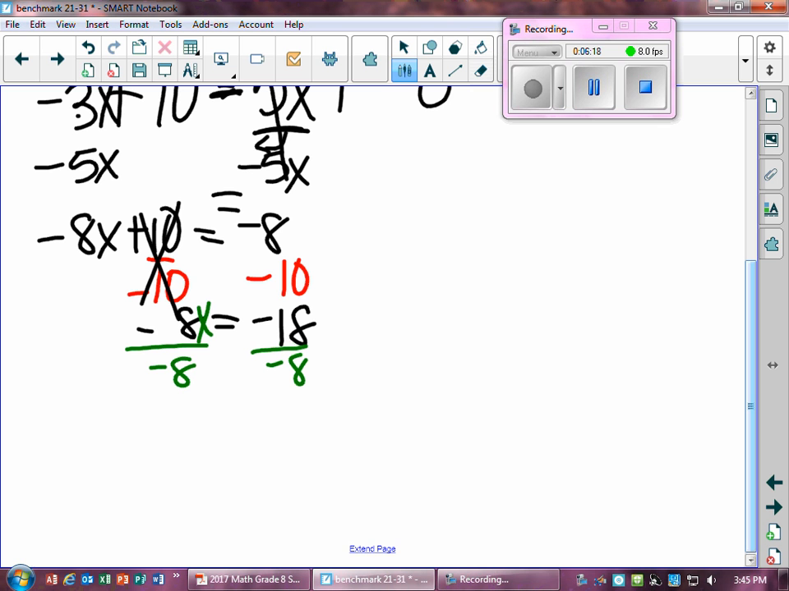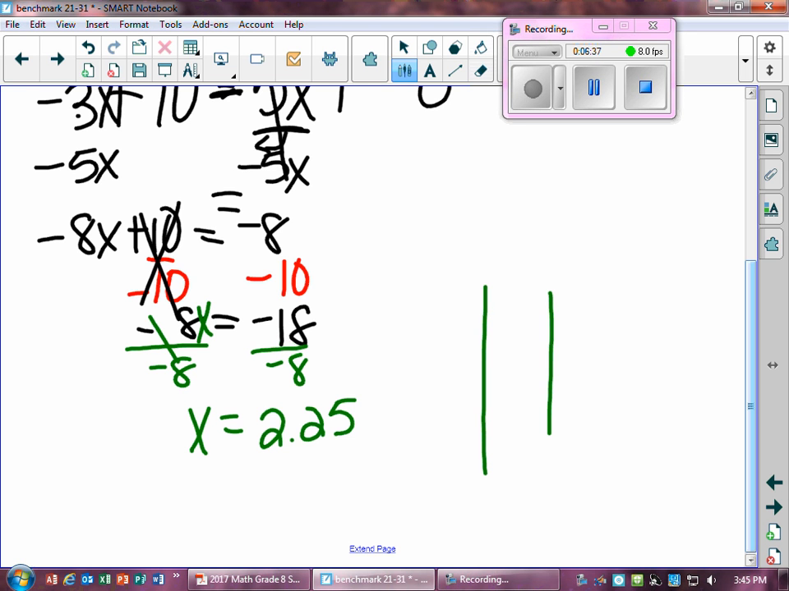Okay, so negative 8 divided by negative 8 is positive 1, which is just x, equals. We have a negative divided by a negative, which creates a positive. So that is 18 divided by 8, which is positive 2.25.